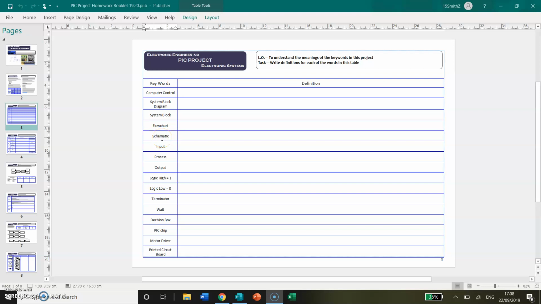So starting by looking at the key words that are involved in your project. Your project involves something called a PIC chip. That's a peripheral interface controller, something which is going to look at inputs and then control what the outputs do as a result, based on the way that you've programmed it. It is a very simple version of computer control at a very base level.